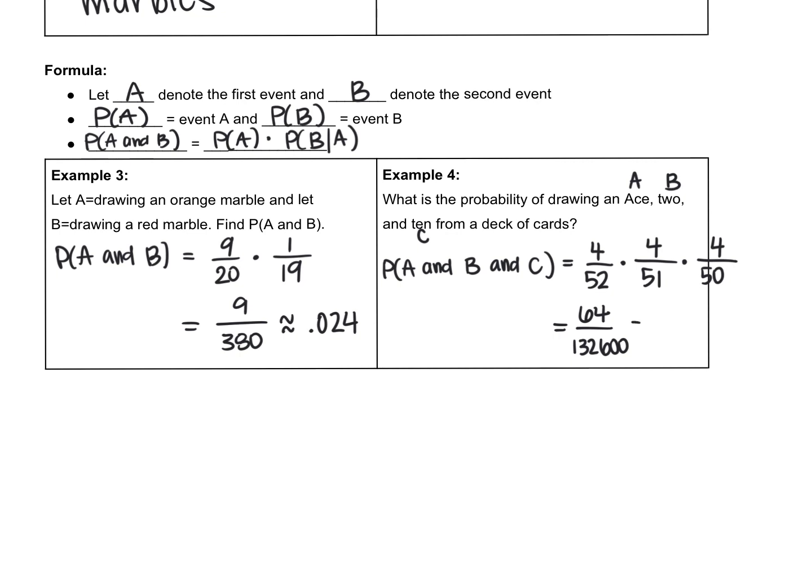They are both divisible by 8. So we're going to get 8 over 16,575, which is the smallest it goes, which is, if you're going to do a decimal, about 0.00048. So very, very, very unlikely that you draw an ace, a 2, and a 10 in that order from a deck of cards. Let me know if you have any questions about dependent probability.